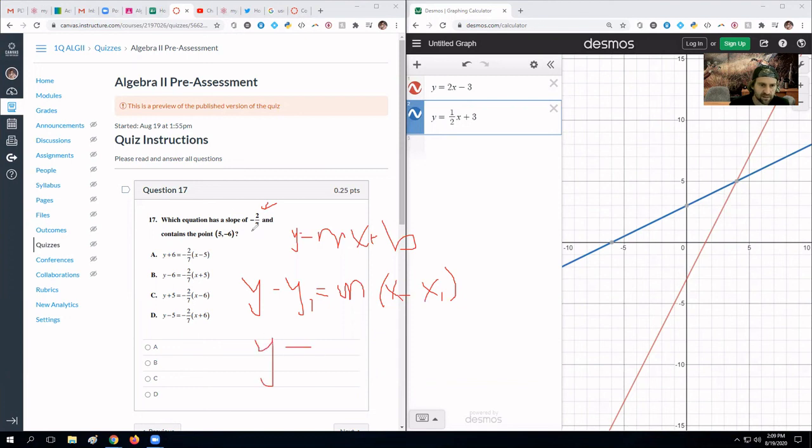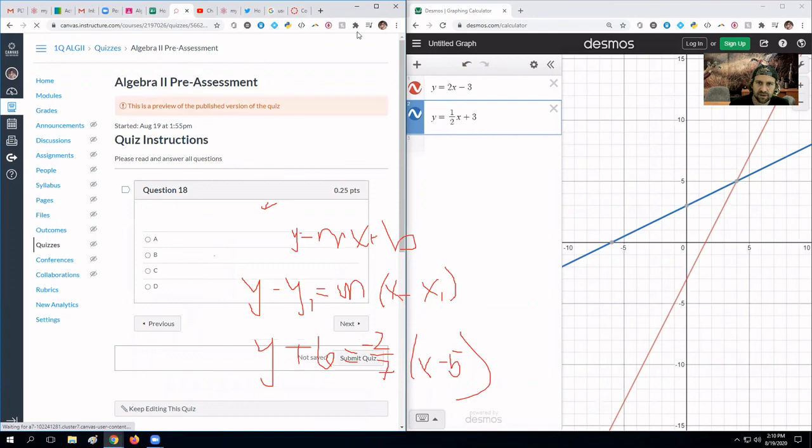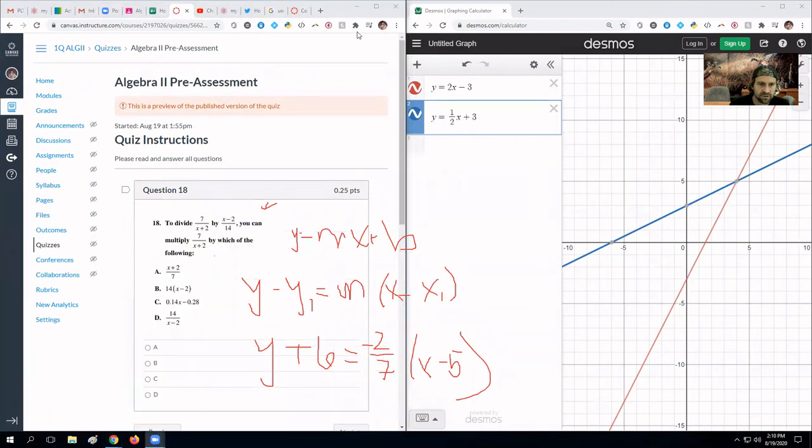So we have y minus the y1, which is -6, so we're going to change that to a plus 6, equals m, which is -2/7, which they all have, x minus 5 is x. So this answer would have been A. You could have typed those into Desmos and just seen if those ones all worked out. All right, clear the drawings again.